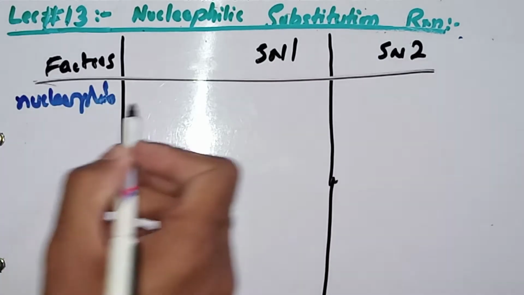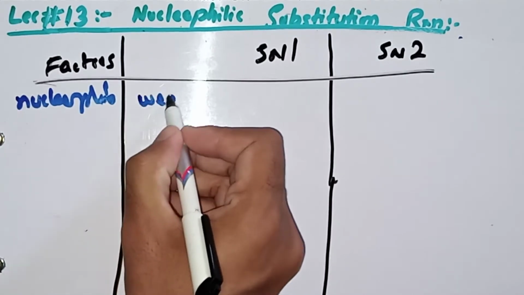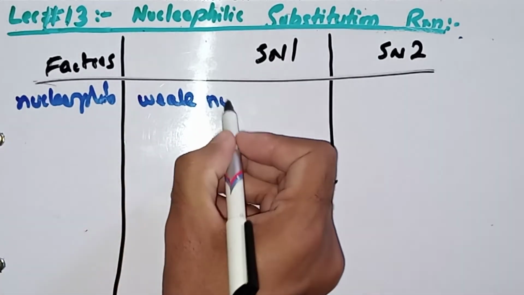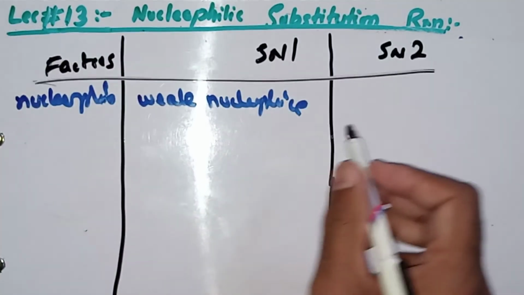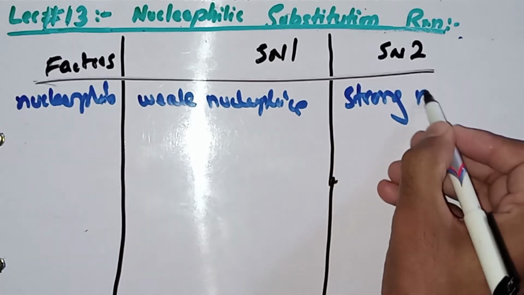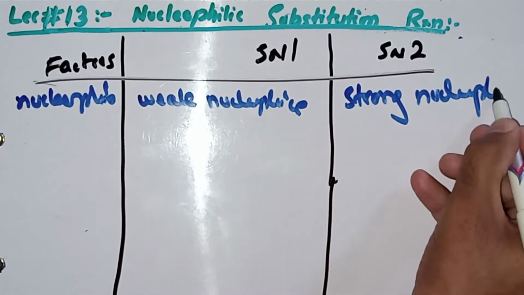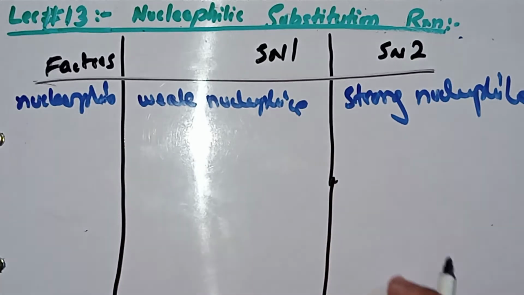In case of Sn1 reaction, a weak nucleophile is used, a very weak nucleophile. While in case of Sn2 reaction, a strong nucleophile is used. Strong nucleophile will undergo Sn2 reaction best, while weak nucleophile will undergo Sn1 reaction, the unimolecular substitution reaction.